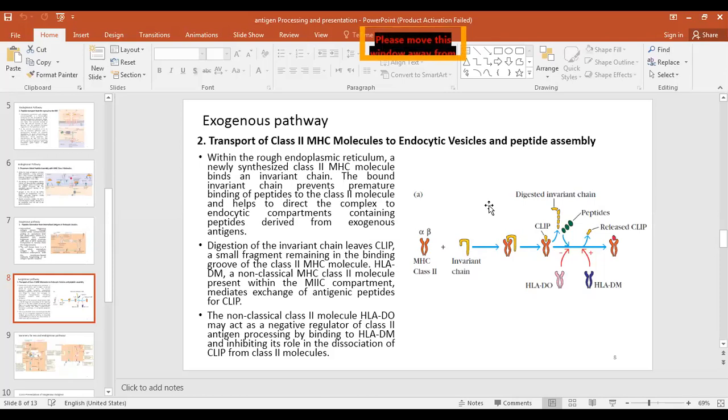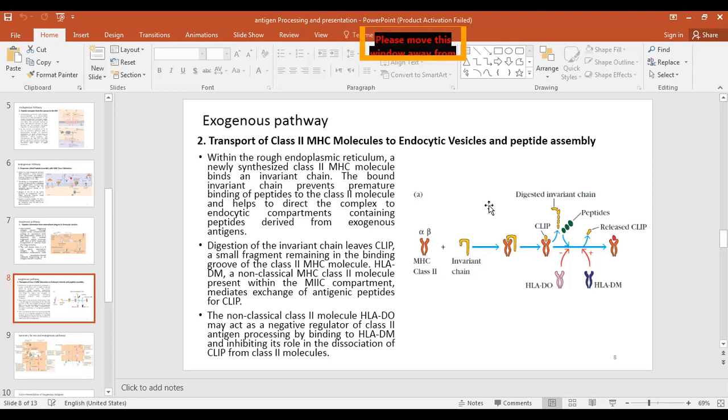There is another non-classical MHC molecule called HLA-DO. It's also relatively non-polymorphic. Unlike other class II MHC molecules, its expression is not induced by interferon gamma. HLA-DO has been found to act as a negative regulator of antigen binding, so it modulates the function of HLA-DM and changes the repertoire of peptides that preferentially bind to classical MHC class II.